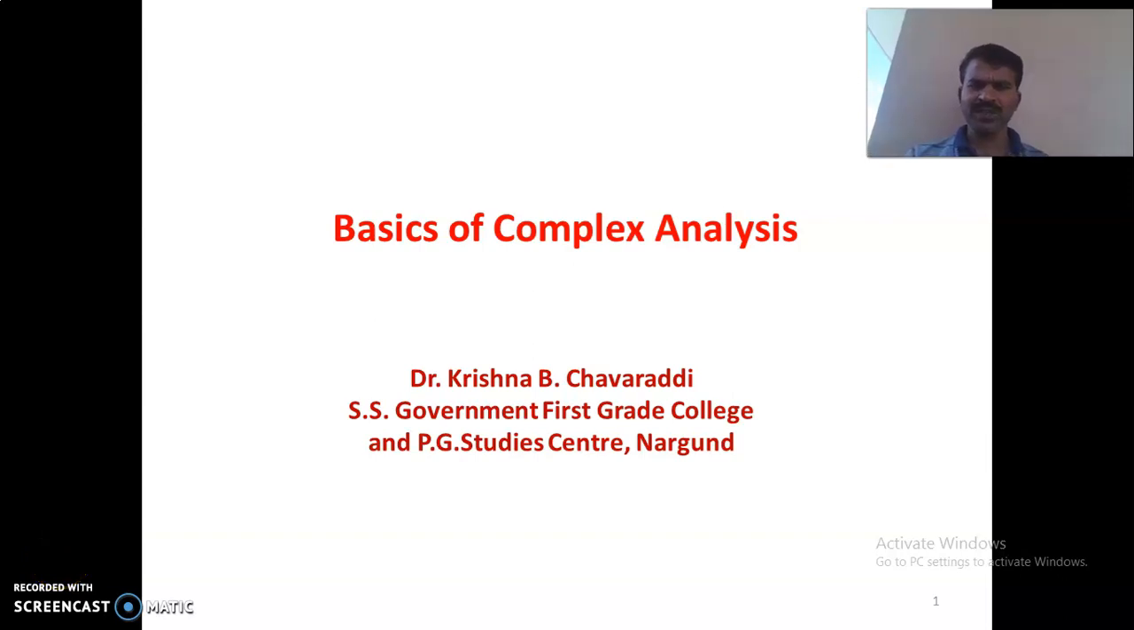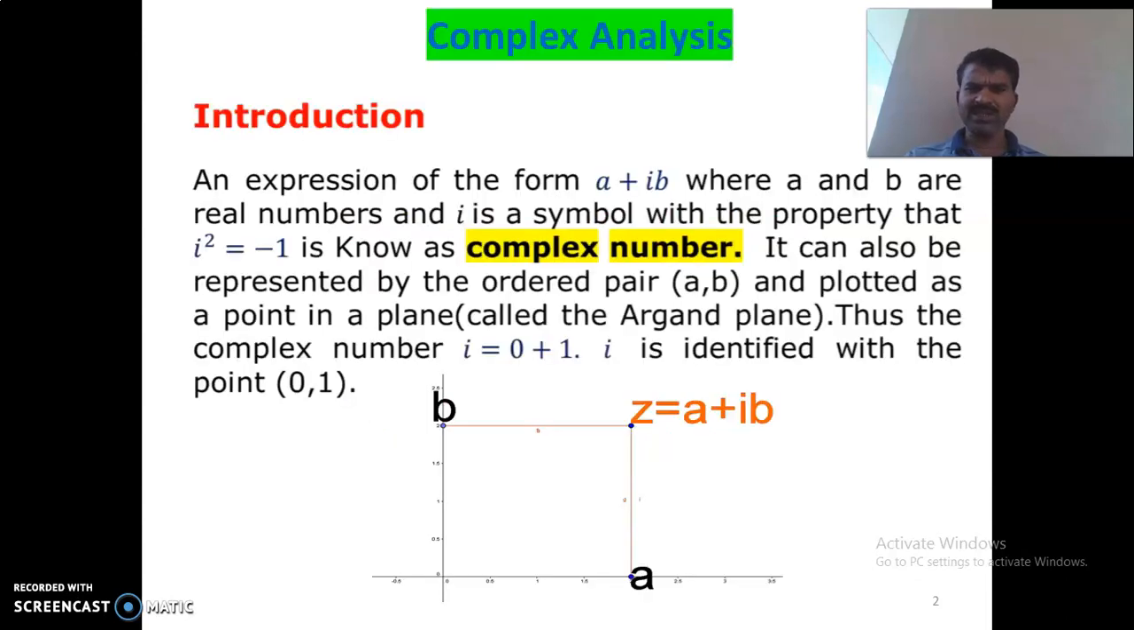Hello students, in this lecture I would like to discuss some basic concepts of complex analysis. Here I would discuss first the complex number. What do you mean by a complex number? How do you represent the complex number? What is the expression of the complex number? So in this lecture we shall cover these points.